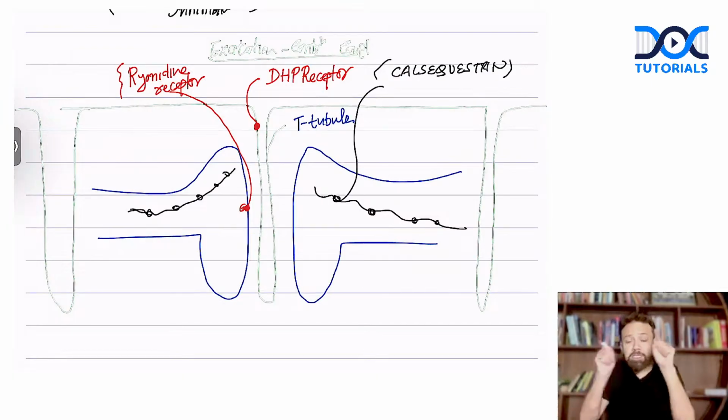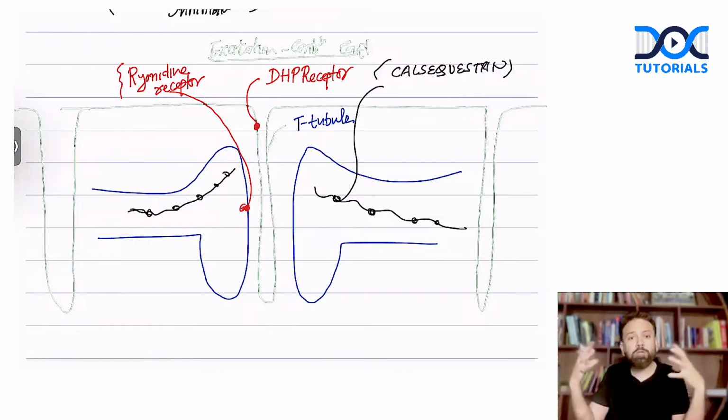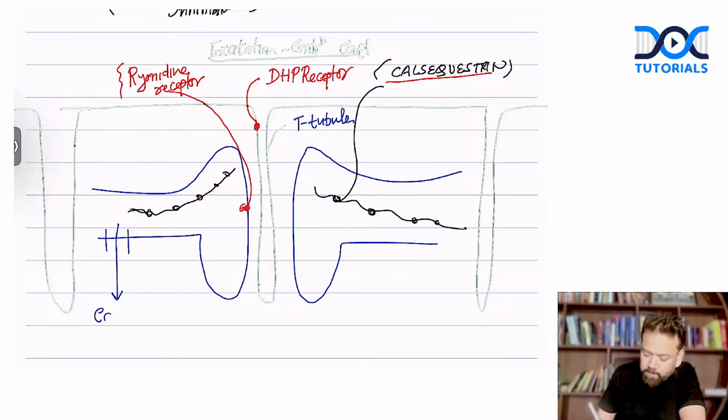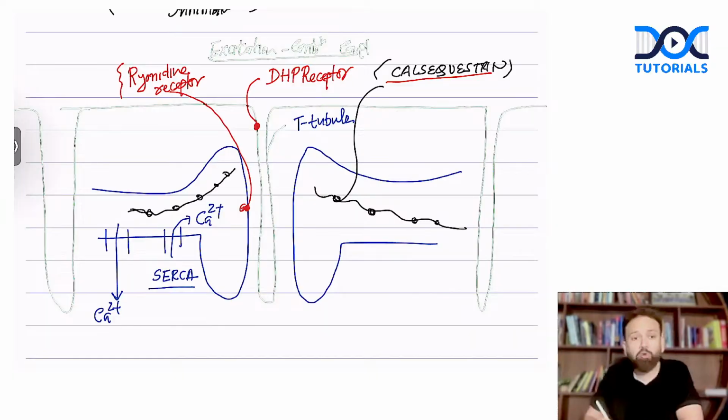On the other hand, each T tubule is surrounded by two sarcoplasmic reticulum and they are filled with calcium. And this calcium is stored inside the reticulum with the help of a protein called calsequestrin. Okay. Now there is one more channel over here so that calcium can come out for contraction, and one more channel over there so that calcium can go inside for relaxation. It is called sarcoplasmic endoplasmic reticulum calcium ATPase.